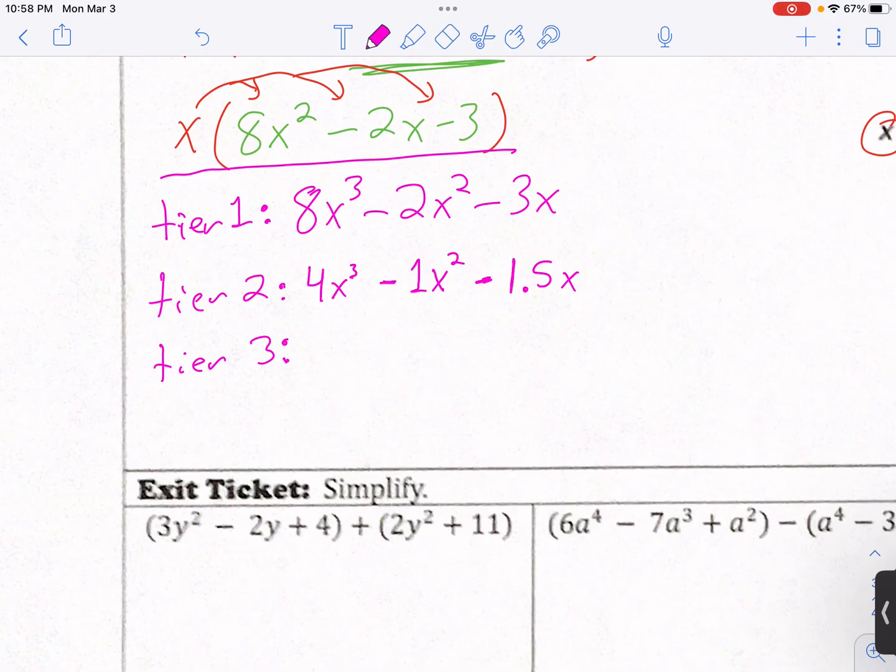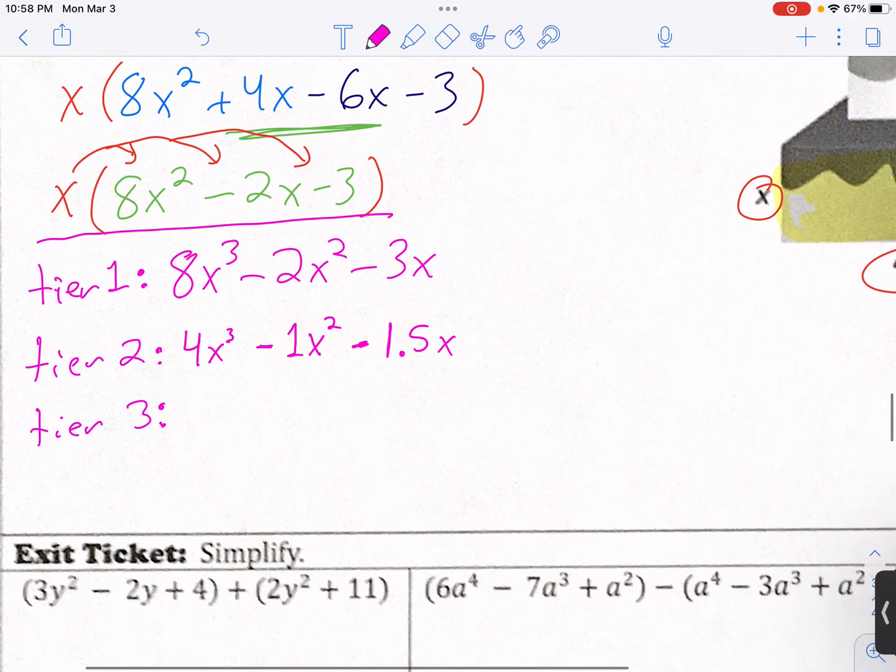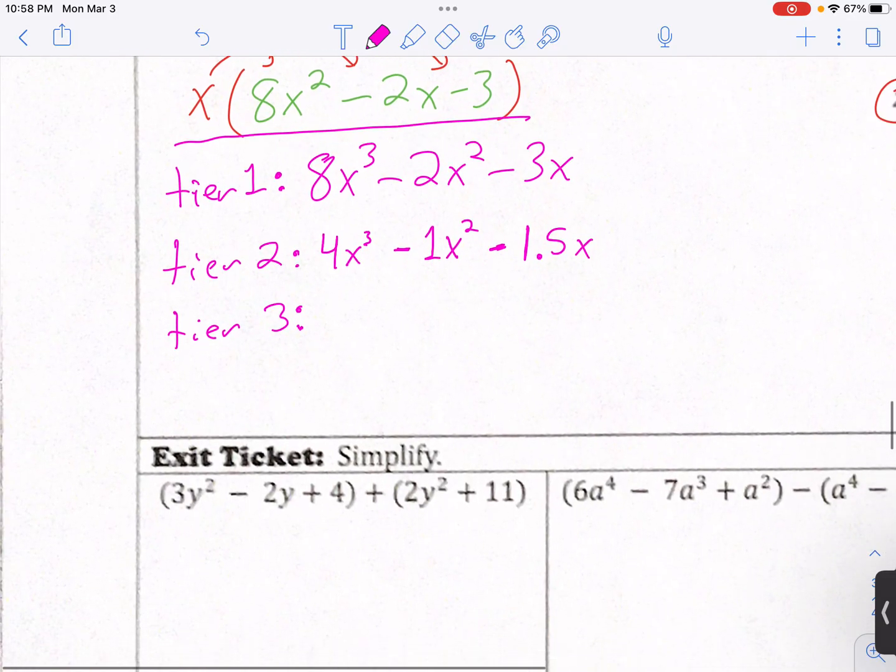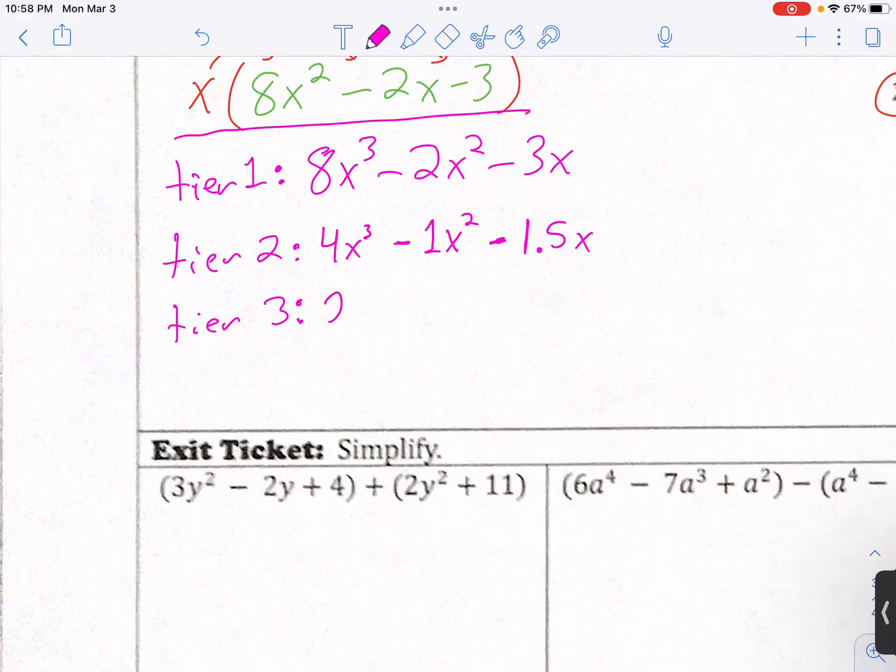All right, next we're going to divide by 2 one more time. This is tier 3. This is going to be the very top tier. It's going to be half of tier 2, so then I'm going to get 2x cubed. And then my next one, I'm going to get negative 0.5x squared. If you're using a fraction, it's going to be 1/2. And then for the next one, we divide by 2 one more time. That's going to be 0.75x.